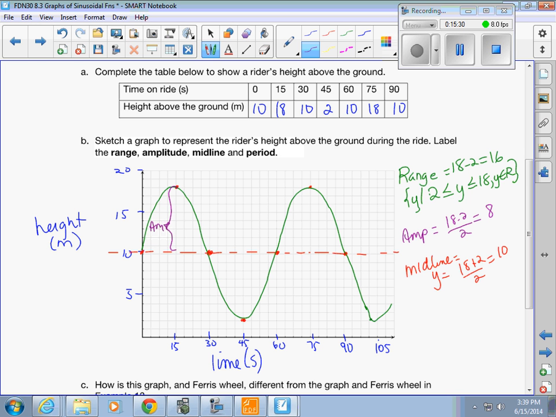Okay. What else did it ask for? Oh, the period of the graph. I'm on the wrong page. Okay. And then your period from the graph is to go from maximum to maximum. So from here to here. So that was at 15 seconds to 75 seconds. So the period is equal to 60 seconds.